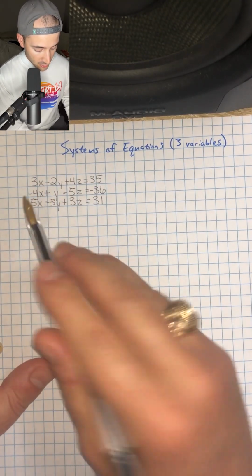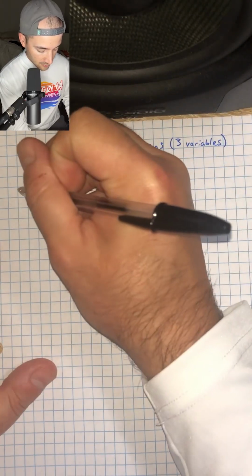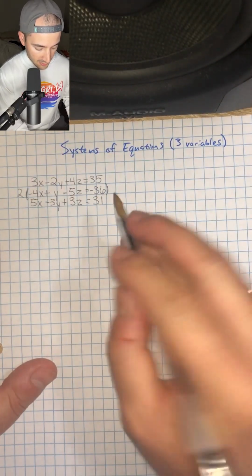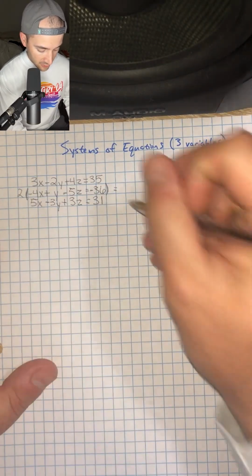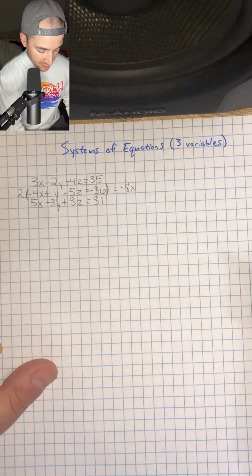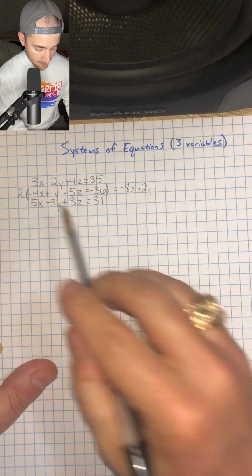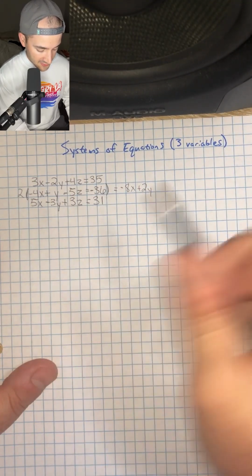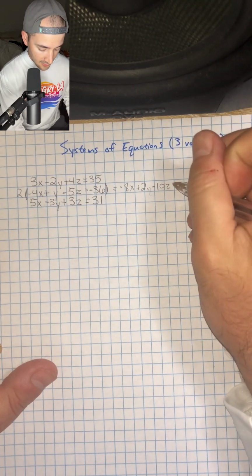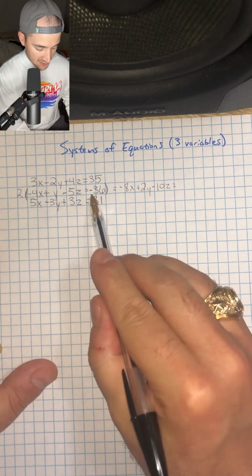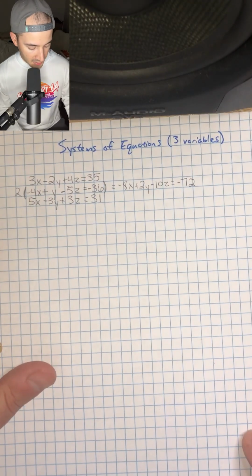So I'm going to multiply this whole equation by 2 and get my new equation, which is going to be 2 times negative 4x is negative 8x, 2 times y is plus 2y, and then 2 times negative 5z is minus or negative 10z. And that's equal to 2 times negative 36, which is negative 72, okay?